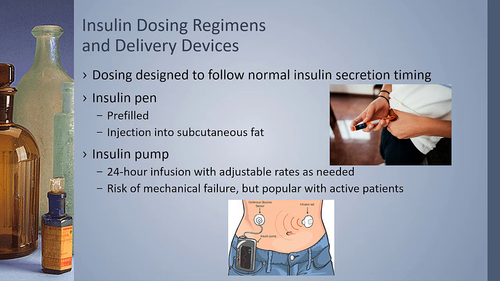Insulin dosing regimens and delivery devices. Insulin dosing regimens closely simulate the normal pattern of insulin secreted by the body. The first method is an insulin pen. There are many different pre-filled insulin pen injection devices. These are available as alternatives to the conventional vial and syringe method.